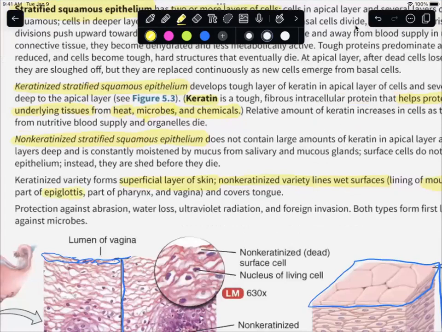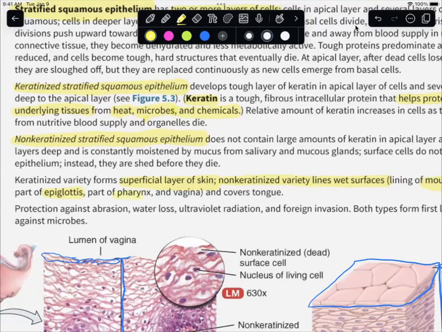The epiglottis is a structure that moves up and down and covers the trachea. When it goes down, it's covering the trachea. So when you swallow food or water, it'll go into the esophagus, not down into the lungs.